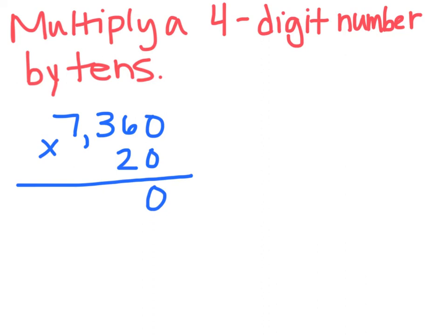Now we'll take 2, or 20, times 7,360. So 2 times 0 is 0. 2 times 6 is 12, so I'll put down my 2 and carry my 1. 2 times 3 is 6, plus 1 is 7. And 2 times 7 is 14. So 147,200.